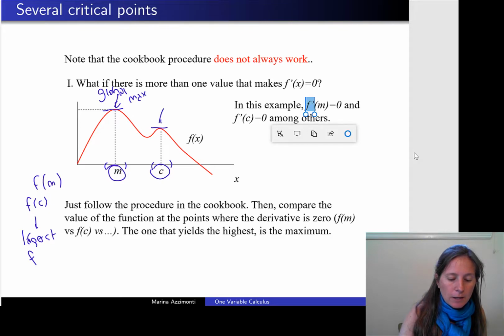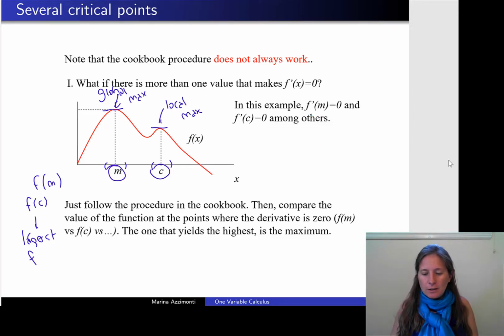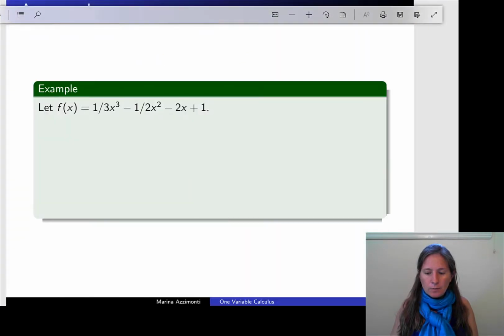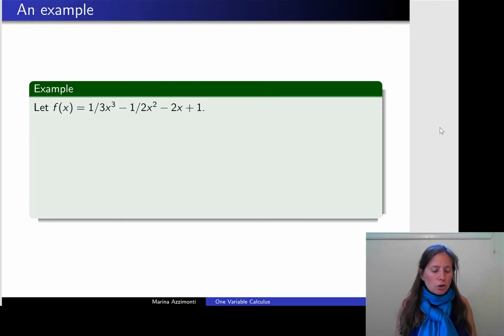And this is simply a local max. Okay? It's a maximum, but it's not the largest interior maximum. Okay? So let's look at another example.